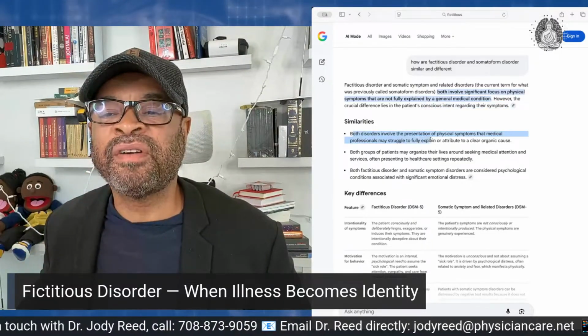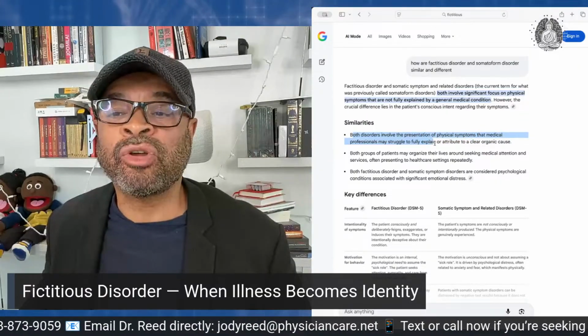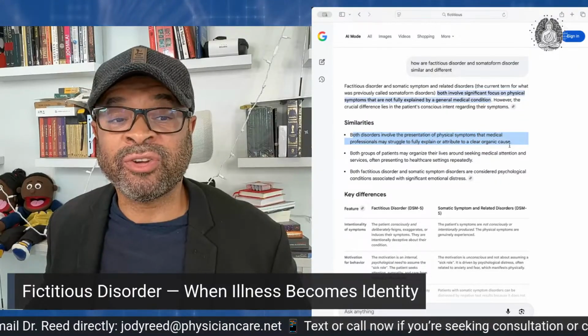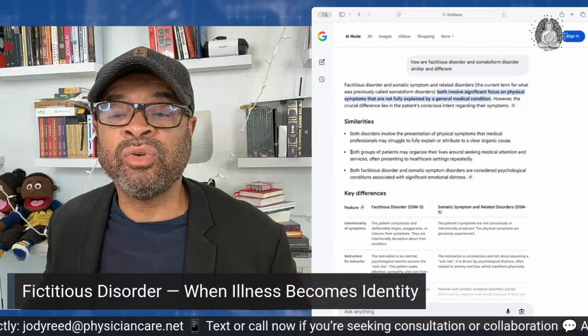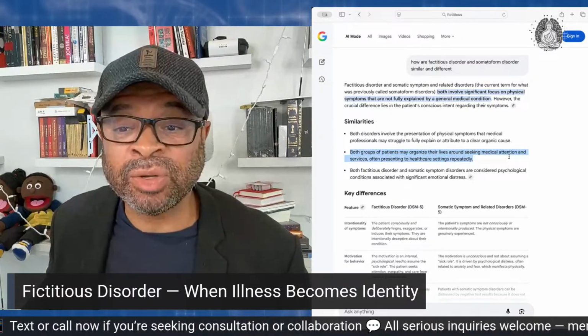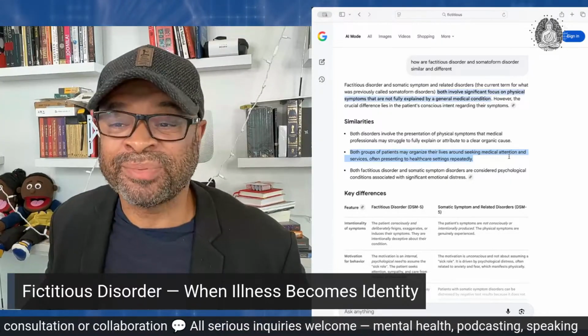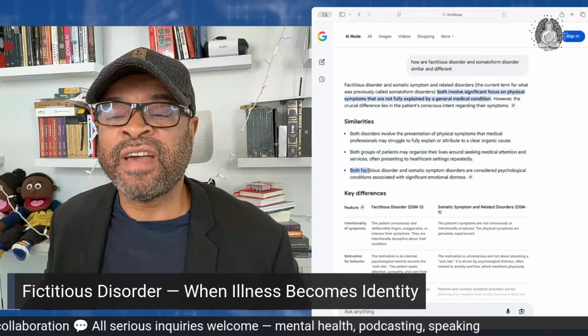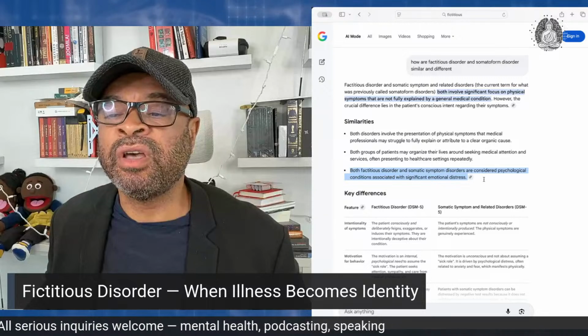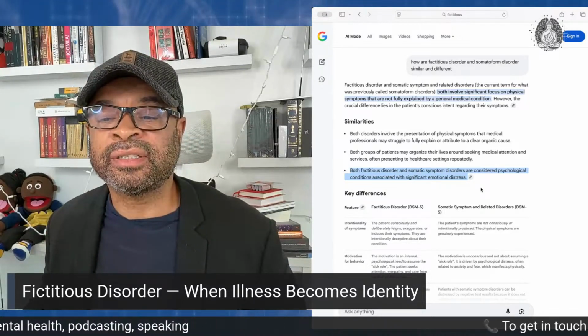Similarities: both involve presentation of physical symptoms that medical professionals may struggle to explain or attribute to a clear organic cause. Number two, both groups of patients may organize their lives around seeking medical attention and services, often presenting to healthcare settings repeatedly. Third, both factitious disorder and somatoform disorders are considered psychological conditions with significant emotional distress.